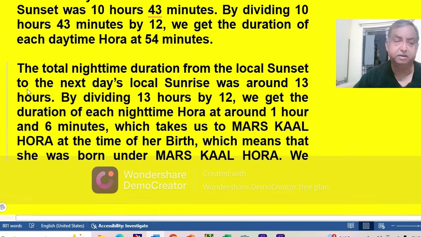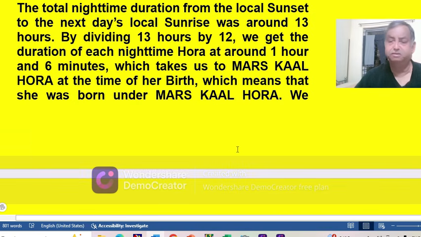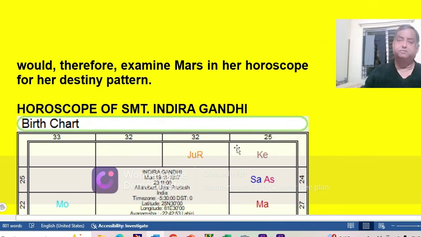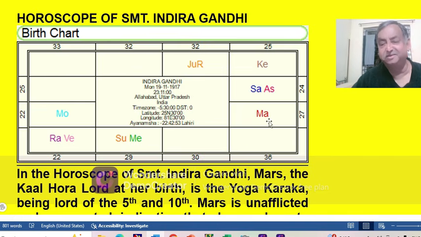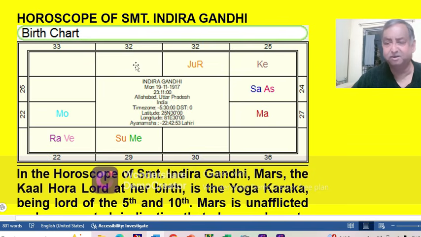Now I am coming to a very interesting point. You will be surprised when I explain. We would therefore examine Mars in our horoscope for our destiny pattern. It is the horoscope of Srimati Indira Gandhi. Mars is with Cancer ascendant. Mars is the Yoga Karaka. First plus point, it is the Yoga Karaka being 5th Lord and 10th Lord.